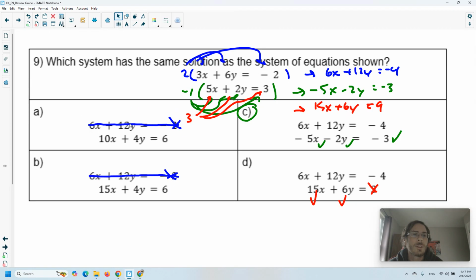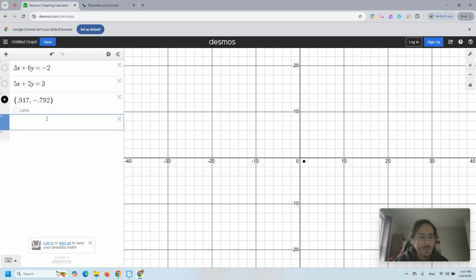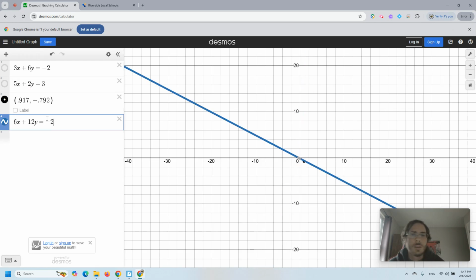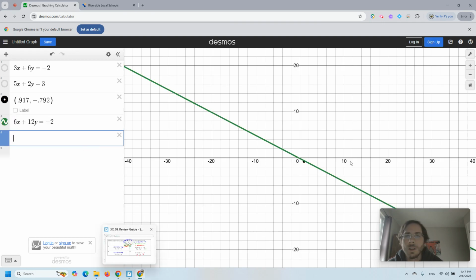Move this line out of the way so it's a little easier to see. 6x plus 12y equals negative 2. All right, and then let's change these since we're trying these out. We'll make them different colors. So green. All right, we can see that looks pretty solid. It goes through the dot. Might be good.